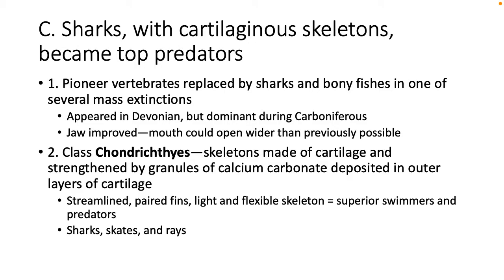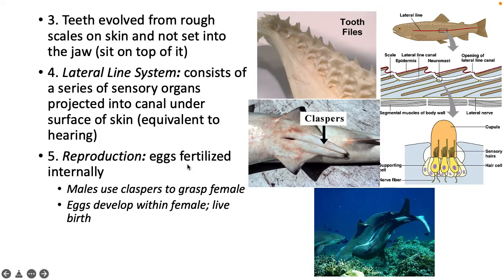So these early fishes were replaced by sharks and bony fishes during several mass extinctions, like the Devonian period. Now moving on to the fishes that have cartilage as their skeleton, which makes them lighter, Chondrichthyes. So more streamlined body, paired fins, flexible skeleton. Basically, they are superior swimmers, which also makes them very good predators. So sharks, skates, and rays make up the Chondrichthyes.